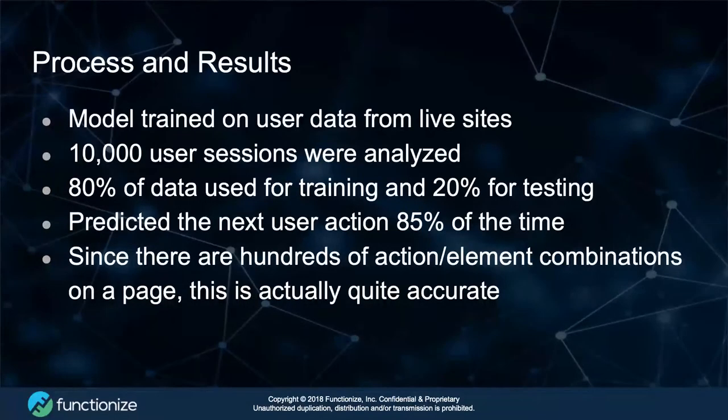So we actually ran this test on our own site. We trained on user data collected from functionize.com. We collected about 10,000 user sessions. We used 80% of that to train the model and 20% to test and validate the model. The really cool thing was that, using both the clustering and the LSTM models together, we were able to predict the next user action with about 85% accuracy.